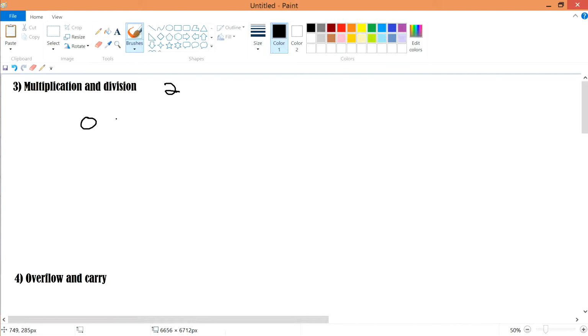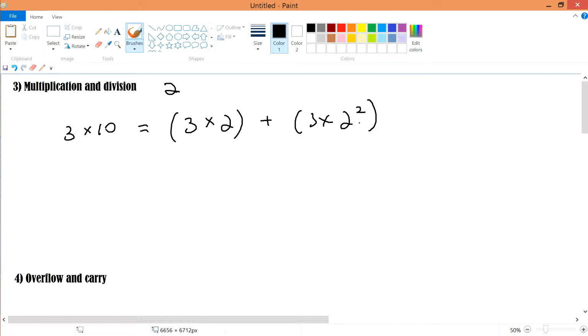If I have 0, 1, 1, 0 and I were to multiply by 2, how should I rewrite this? I think this is a better example. If I have 3 times 10, I can rewrite it as 3 times 2 plus 3 times 2 cube. So this is 3 times 2 plus 3 times 8. 3 times 2 is 6, 3 times 8 is 24, so 24 plus 6 equals 30.